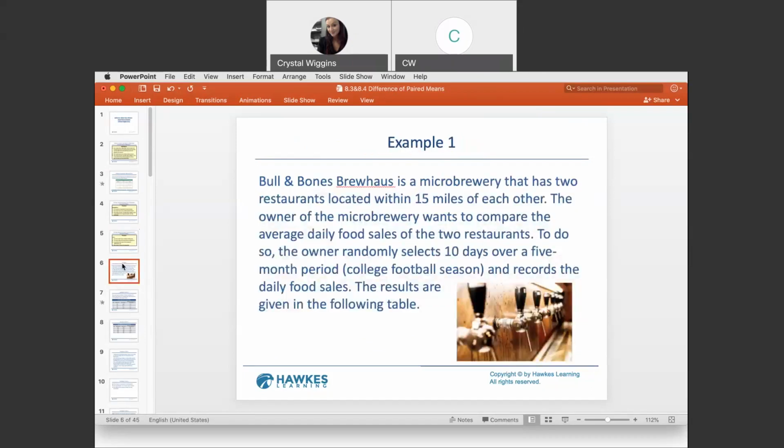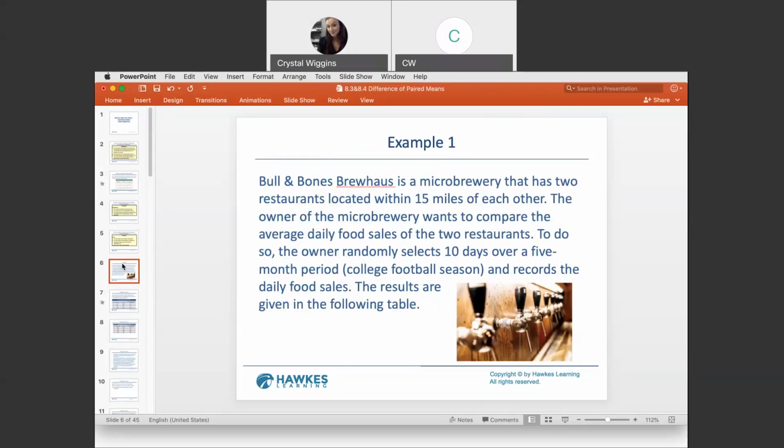It didn't make a difference, but in paired data, they do need to be the same. First example, Bull and Bones Brewhouse is a microbrewery. I just had to say it like that. That has two restaurants located within 15 miles of each other. The owner of this brewery wants to compare the average daily food sales of the two restaurants. To do so, the owner randomly selects 10 days over a 5-month period, in college football season, that is, and records the daily food sales.